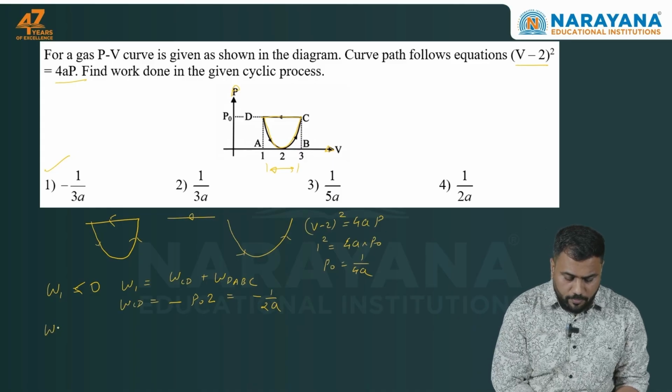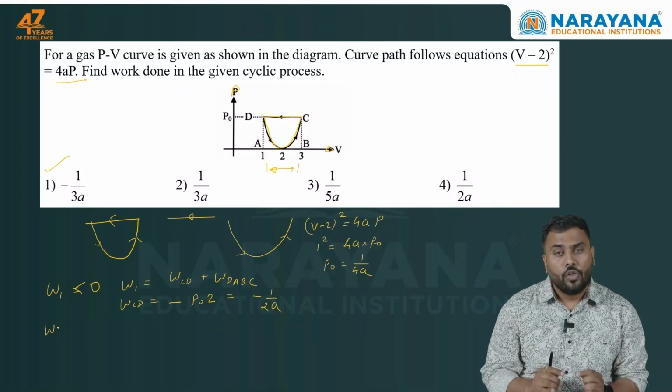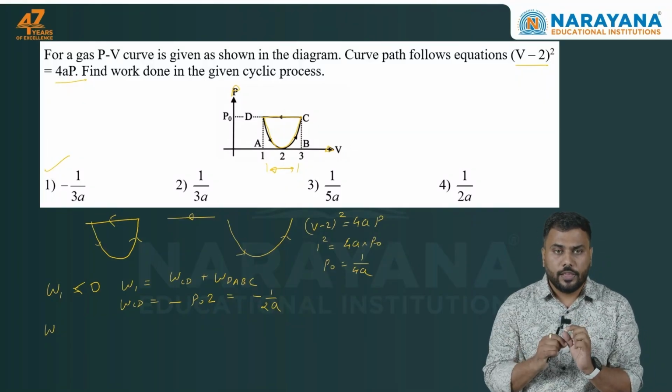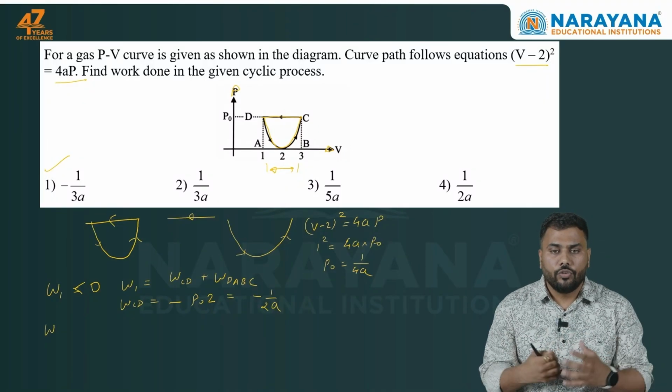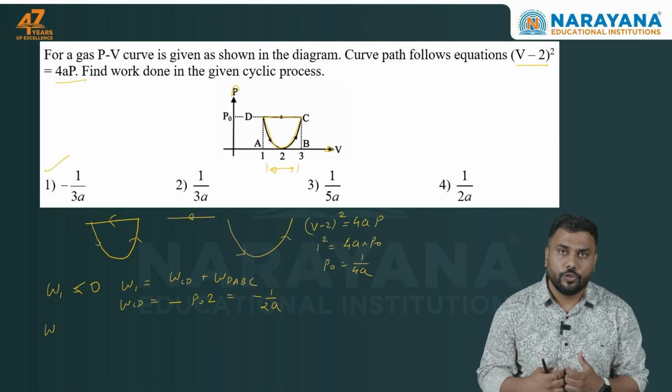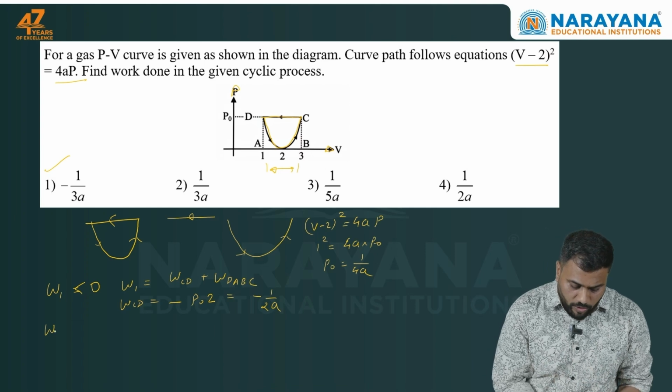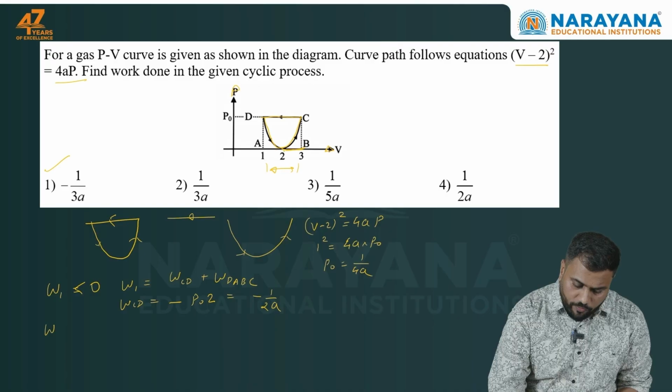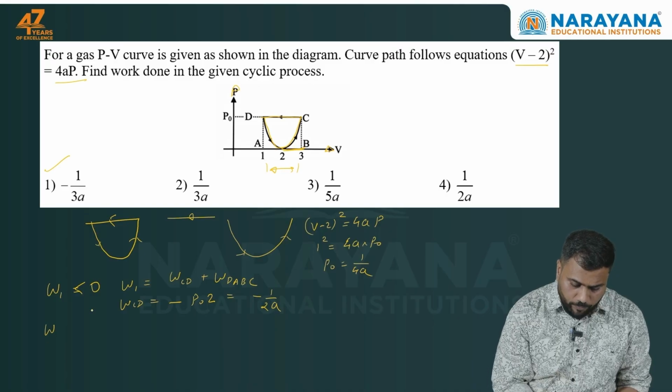Now the work done in the parabolic path I am going to calculate. For this I can either use the integration process, or if you know some trick, you can use that also. I am going to use the integration process. That means I am going to solve this by basics. So let us first calculate work done from this region to this region, that is 2 to 3. Volume is changing from 2 up to 3. So this work done will be integration of P dV.